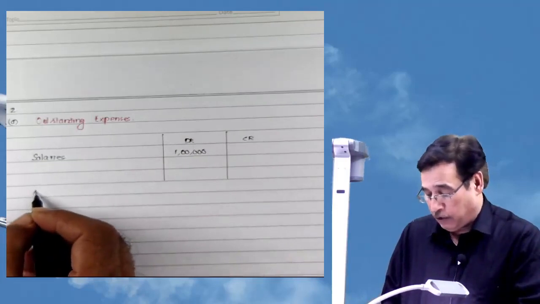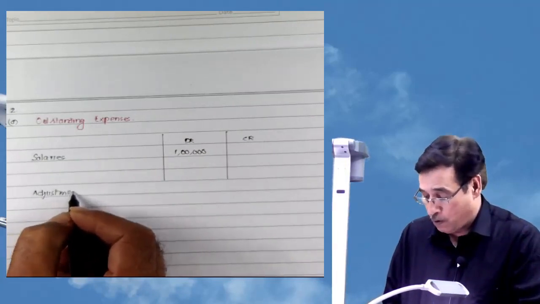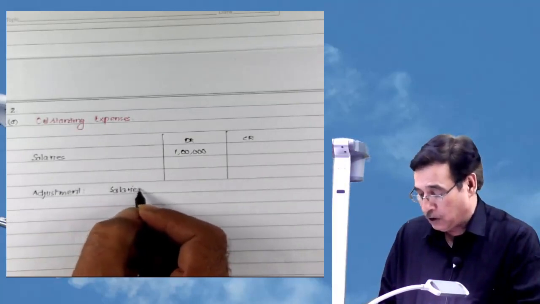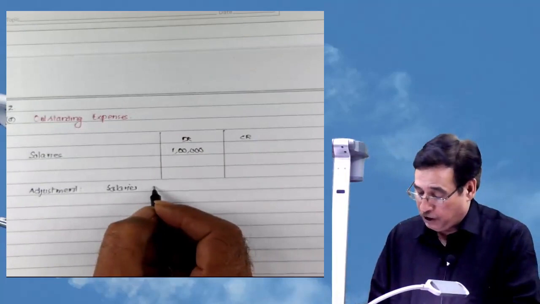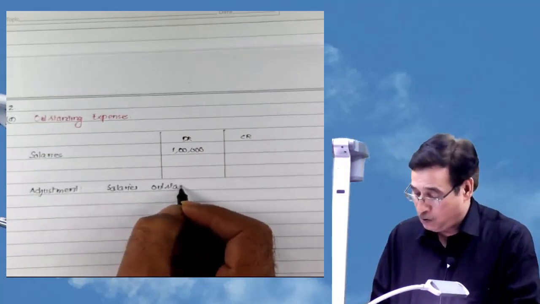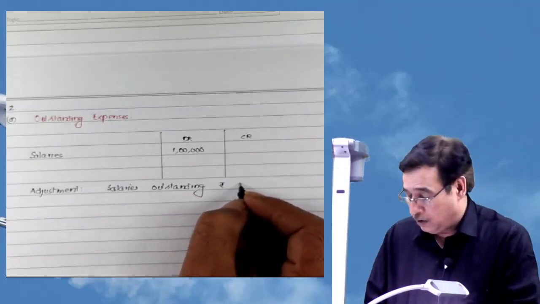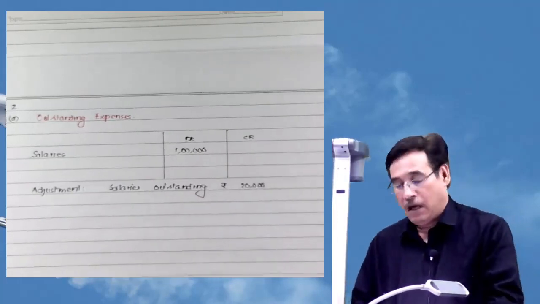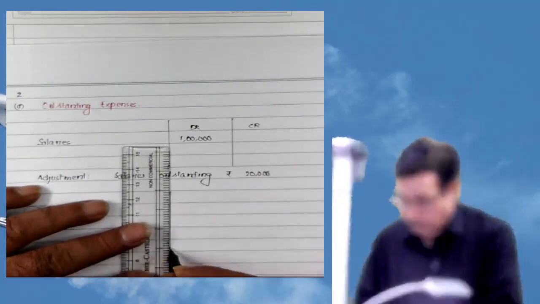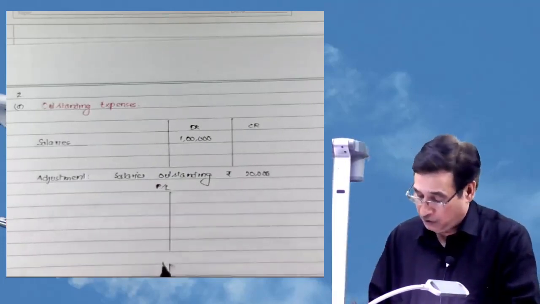And in the adjustment, let us say you are provided with an adjustment: salary outstanding. Salaries outstanding means these salaries have become due, but you haven't paid them off till the end of the accounting year. Salary is due or outstanding, rupees 20,000. So what will be the treatment? I have already told you any adjustment will encompass two treatments, correct? This is your trading and P&L and this is your balance sheet.